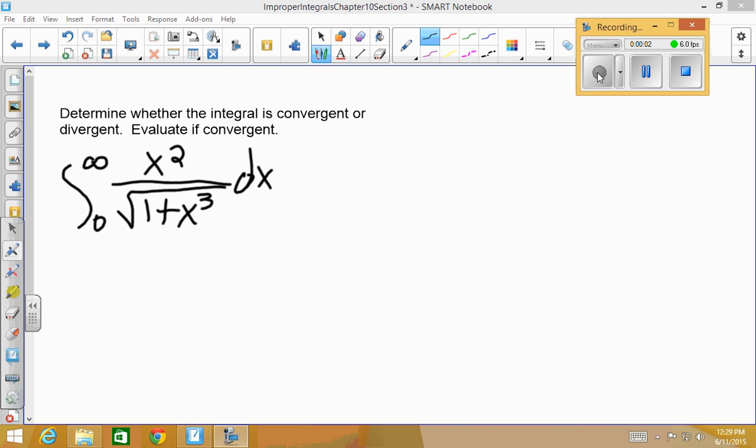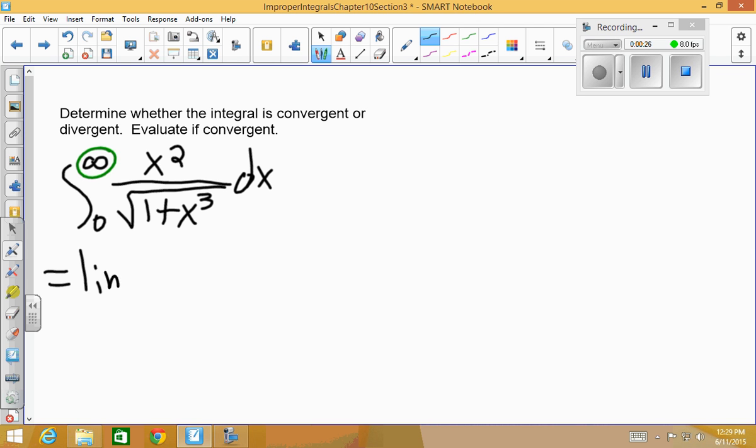Determine whether the integral is convergent or divergent. Evaluate if convergent. The integral from 0 to infinity of x squared over the square root of 1 plus x cubed dx. This is an improper integral, which we can see by the infinite limit of integration. And so we have to use the definition to evaluate that, and that involves a limit.